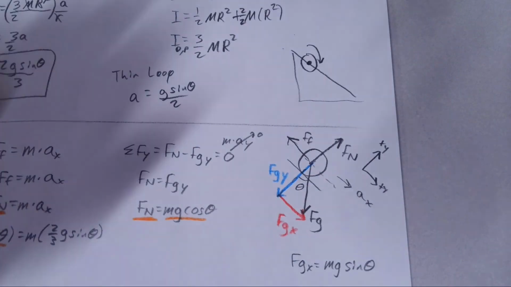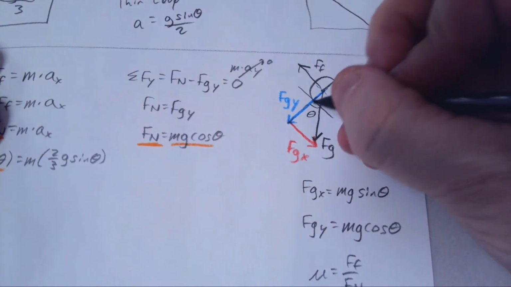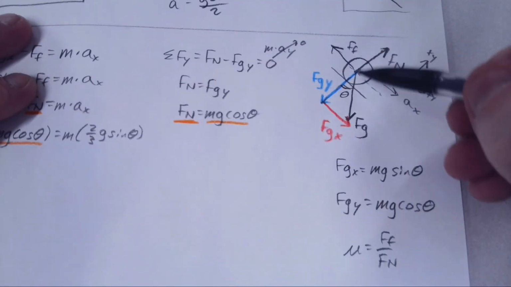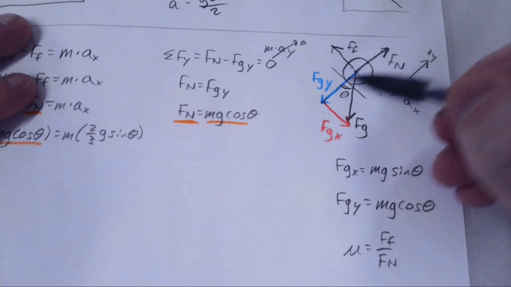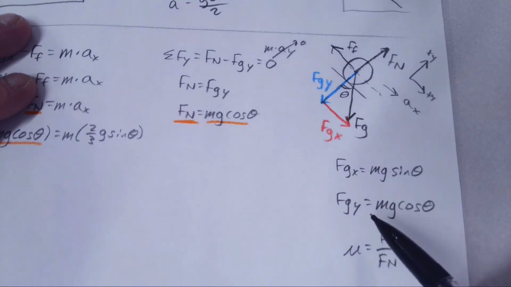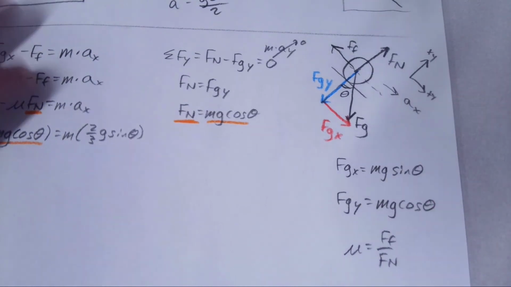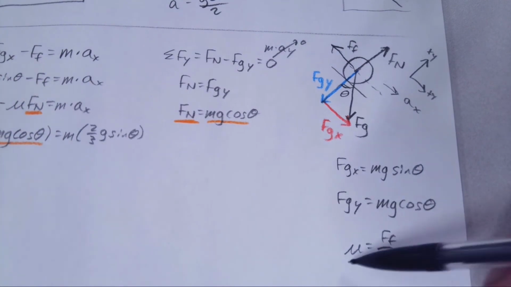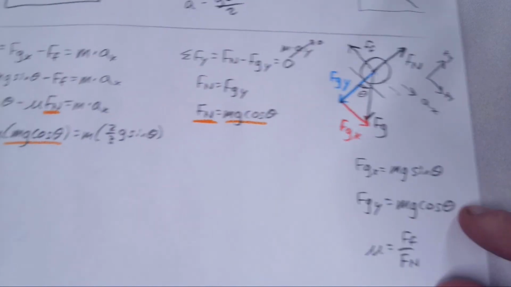Just some reminders here of when to use cosine and when to use sine. This angle right here is the same angle there. Fg of y is connected to this axis here, so Fg of y is mg cosine theta, and the one that's opposite of that doesn't get cosine. If it's connected to it, it gets cosine. Also a reminder that mu equals force of friction divided by normal force. That's also going to come up.